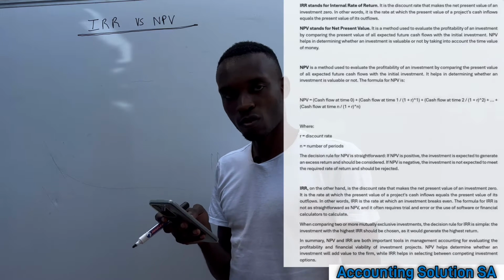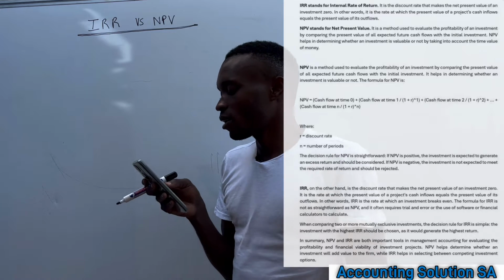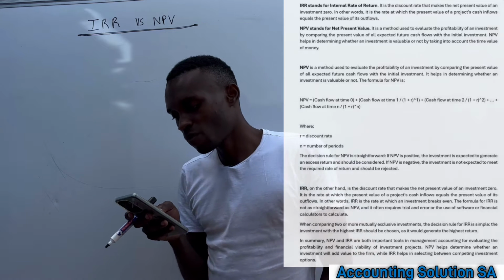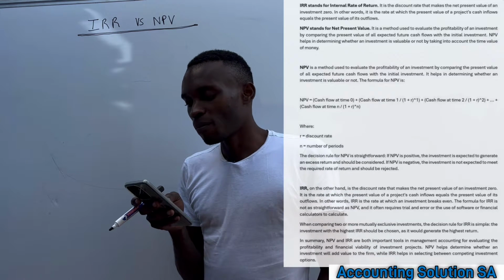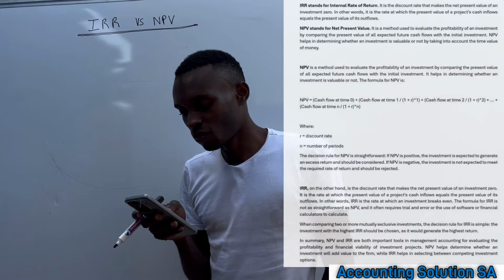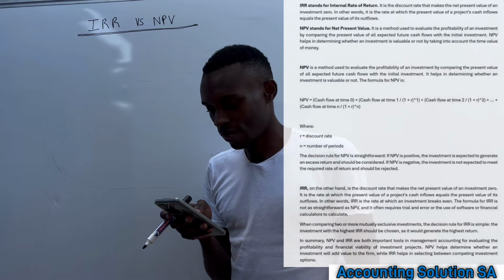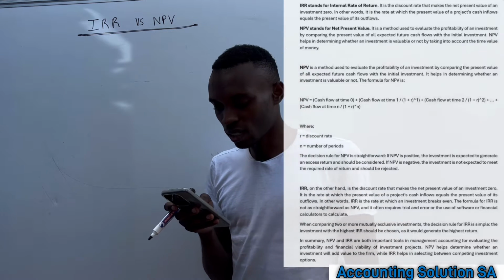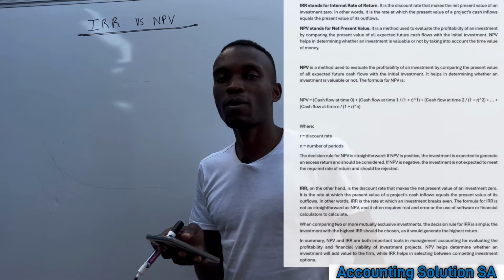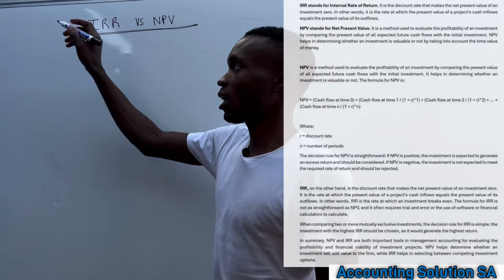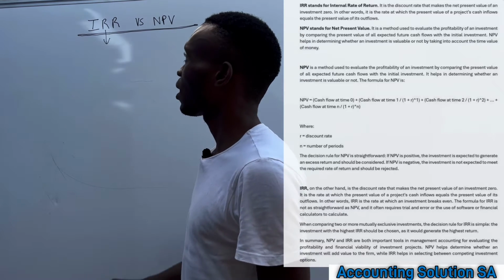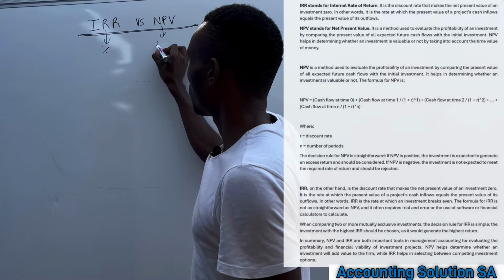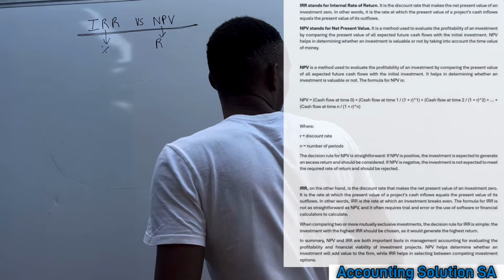Okay, now net present value is a method used to evaluate the profitability of an investment by comparing the present value of all expected future cash flow with the initial investment. Net present value helps to determine whether the investment is valuable or not by taking into account the time value of money. In simple terms, the answer that you get under IRR must be in terms of percentage, and the net present value must be in terms of rand.